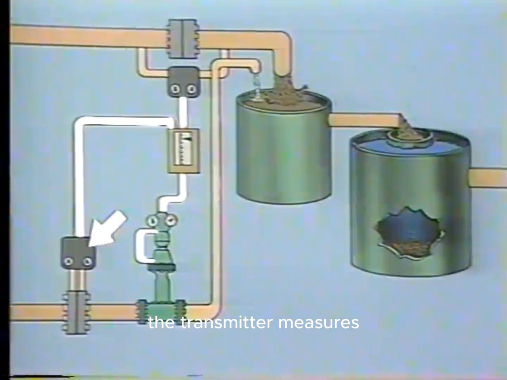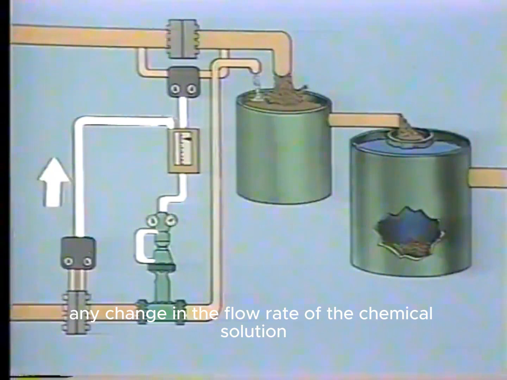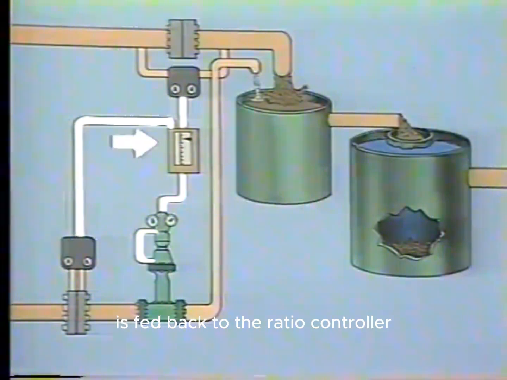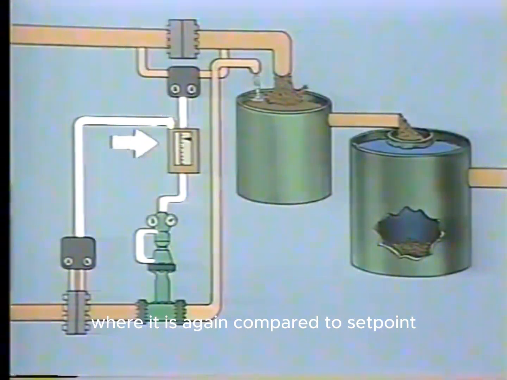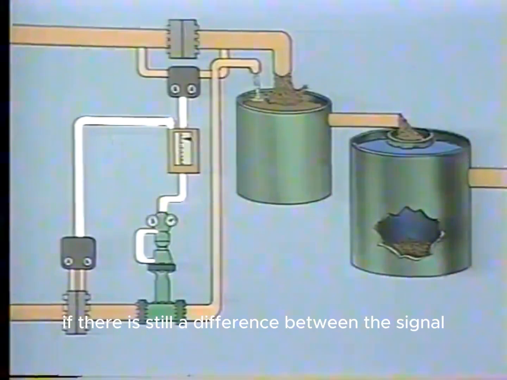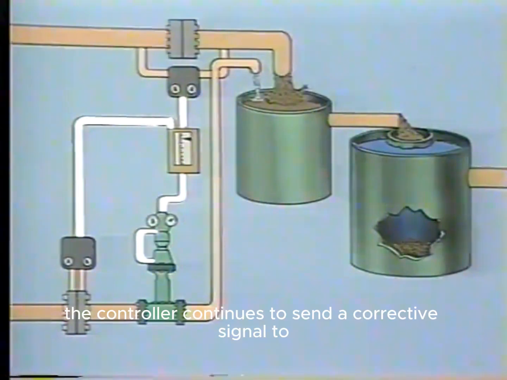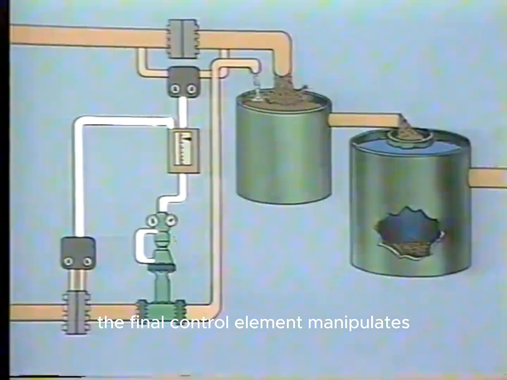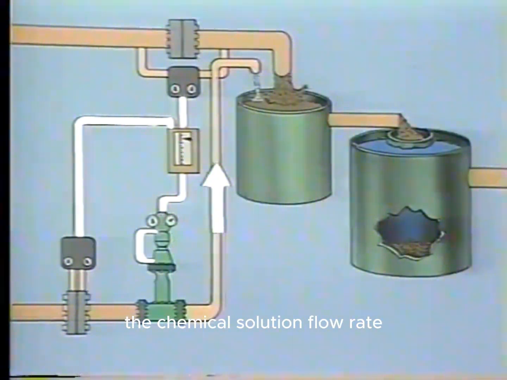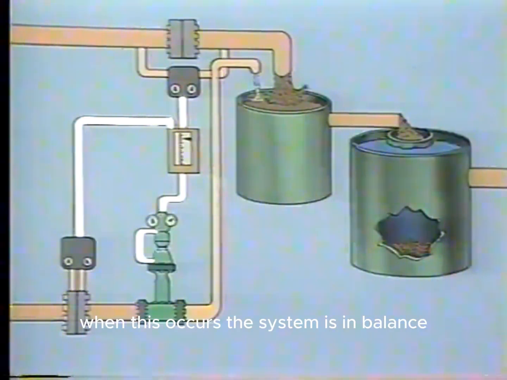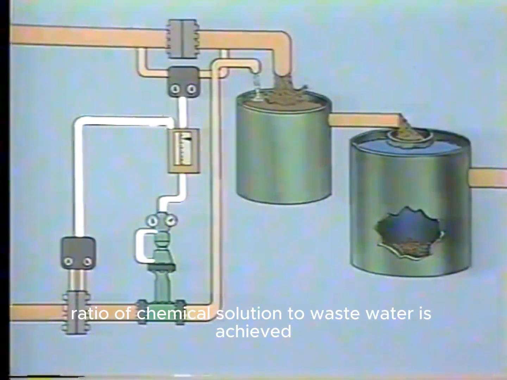The transmitter measures any change in the flow rate of the chemical solution and changes its output signal accordingly. The output from the transmitter is fed back to the ratio controller, where it is again compared to set point. If there is still a difference between the signal that represents chemical flow rate and set point, the controller continues to send a corrective signal to the final control element. The final control element manipulates the chemical solution flow rate until the signal from the chemical flow transmitter and set point are balanced. When this occurs, the system is in balance and the proper ratio of chemical solution to wastewater is achieved.